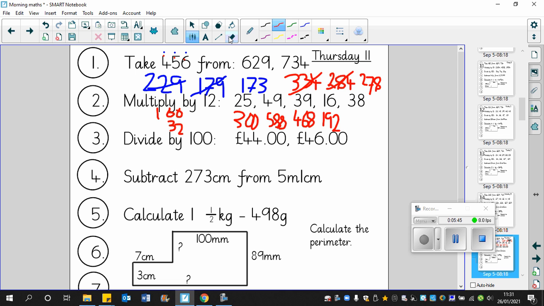And finally 38 times 12. So 380. Okay, that's 38 times 10. 2 lots of 38 is 76. There we go. So 380 plus 76 is 456.